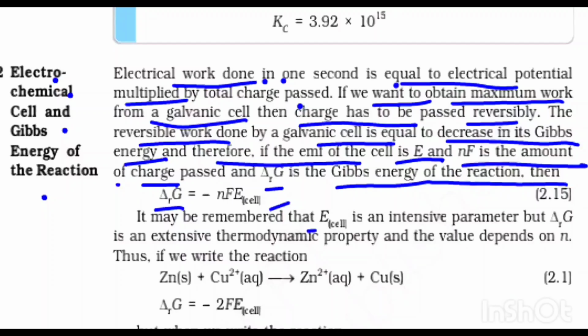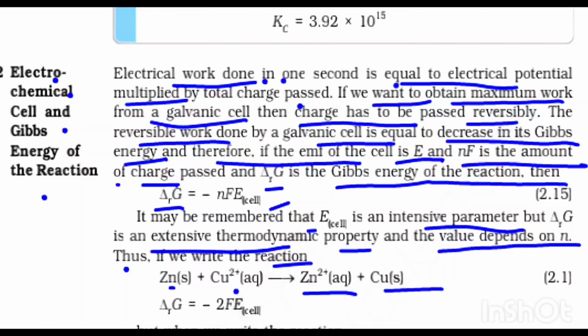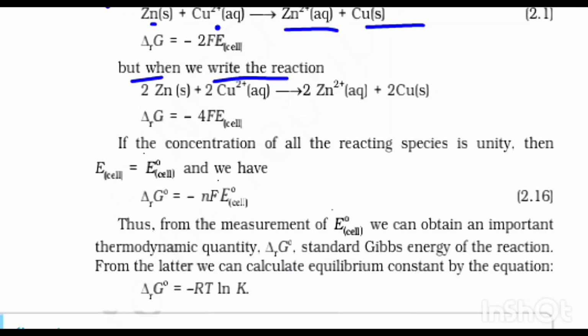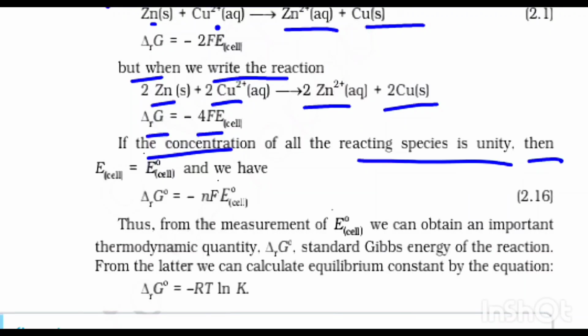It may be remembered that E cell is an intensive parameter, but delta rG is an extensive thermodynamic property and its value depends on n. Thus, if we write the reaction Zn + Cu2+ gives Zn2+ + Cu, delta rG is equal to minus 2F E cell. When we write the reaction 2Zn + 2Cu2+ gives 2Zn2+ + 2Cu, delta rG is equal to minus 4F E cell. If the concentration of all the reacting species is unity, then E cell is equal to E naught cell and we have delta rG naught is equal to minus nF E naught cell.